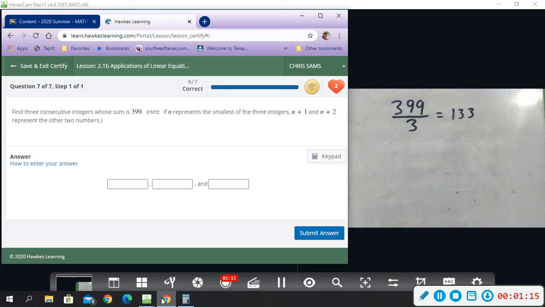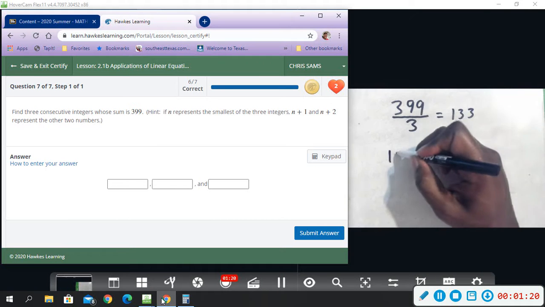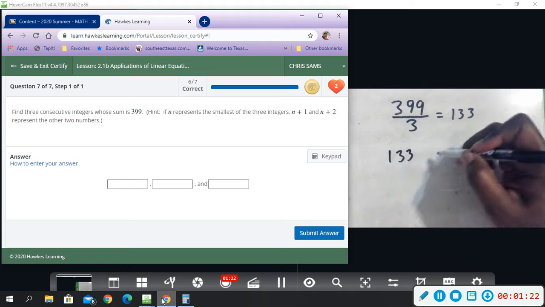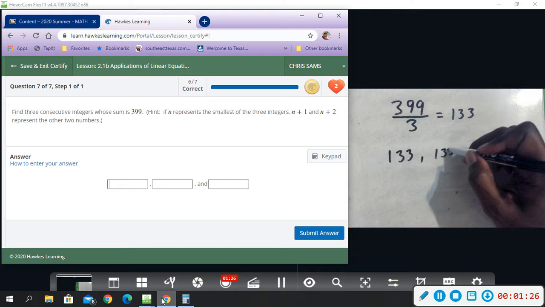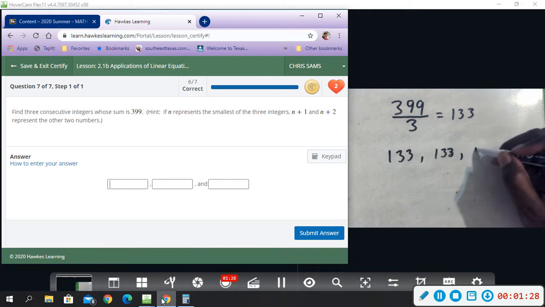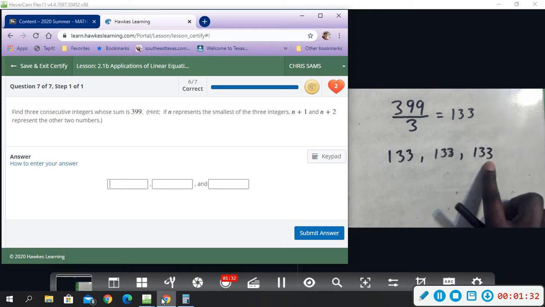This would be the equivalent of having 3 numbers, all the same, being 133. So I find the average, which is 133, whenever I'm doing these problems. So you have 3 numbers: 133, 133, 133.